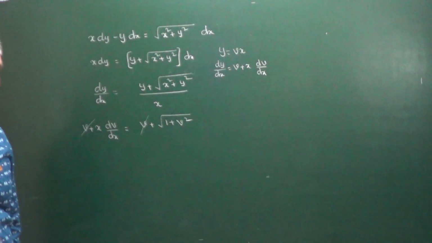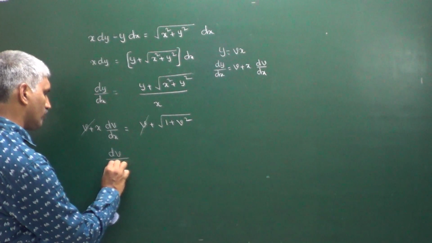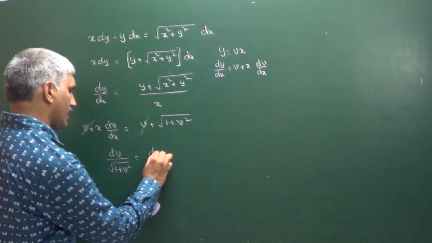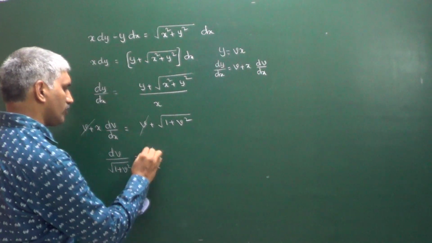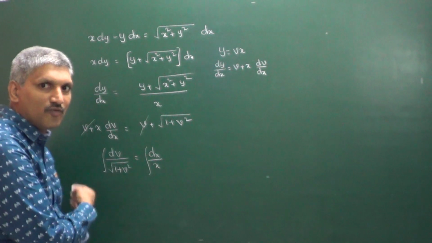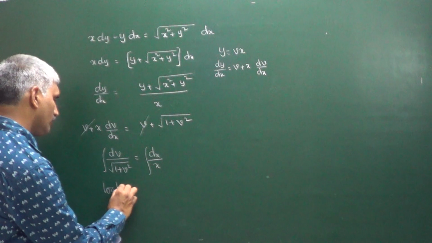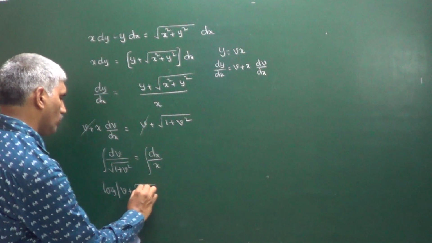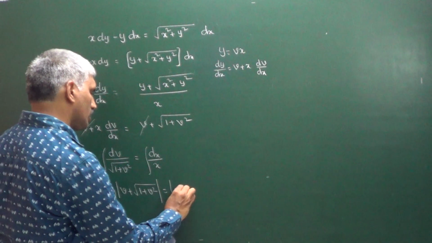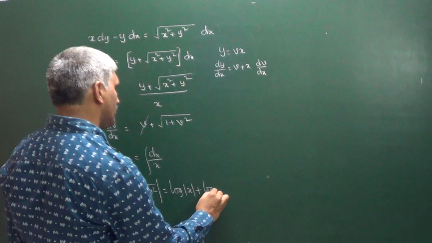Now we can separate the variables. We can write this as dv/√(1 + v²) = dx/x. Separation of the variables. Now you can do integration. The integration of 1/√(1 + v²) is log|v + √(1 + v²)| = log|x| + the constant of integration.